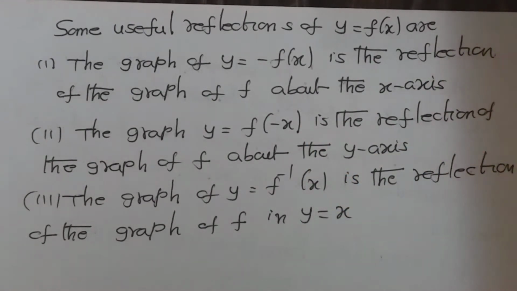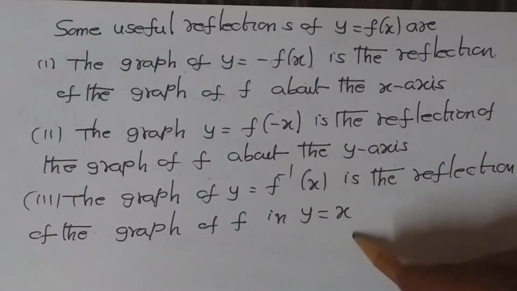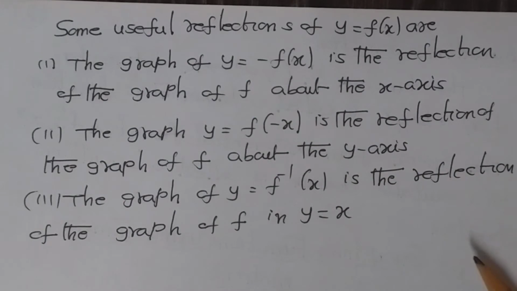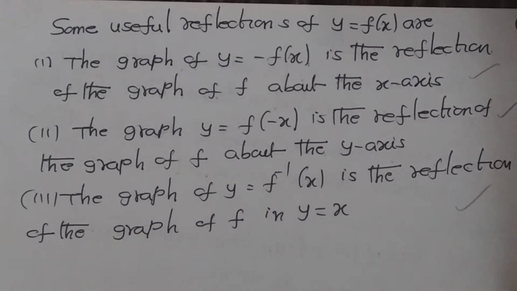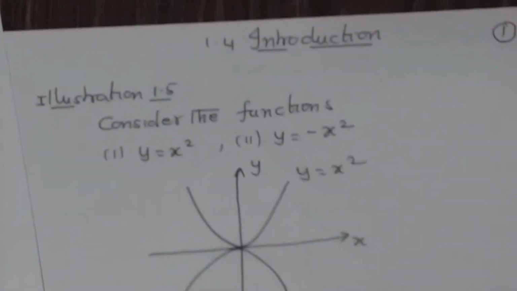Okay. So the graph of y equals f inverse of x is the reflection of the graph of f in the line y equals x. That is inverse functions. Inverse functions are the reflection of the function f of x about the line y equals x. So these three are the techniques of reflections of the given graph y equals f of x. Now we'll see some examples for these reflections, students. Okay, first illustration.